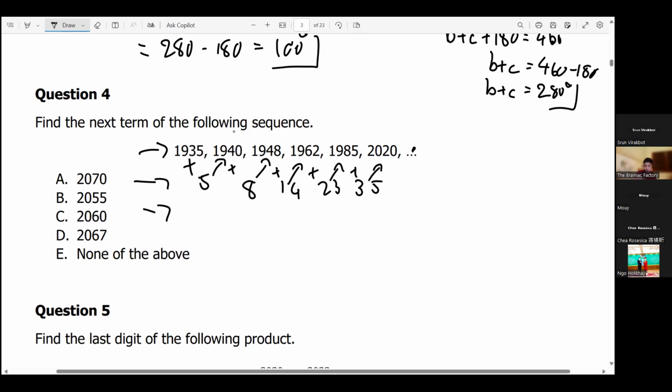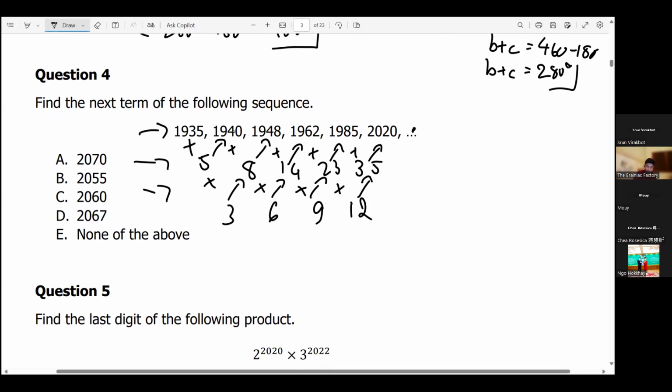And in each of them, there's also a sequence. So the difference between 5 and 8 is 3. Difference between 8 and 14 is 6. And the difference between 14 and 23 is 9. And 23 to 35 is 12. Like before, to get 8, you take 5 plus 3. 8 plus 6, you'll get 14. 14 plus 9, you'll get 23. And 23 plus 12, you get 35.